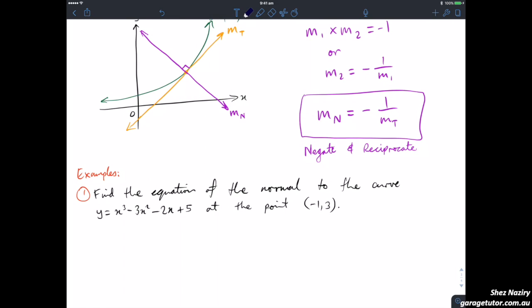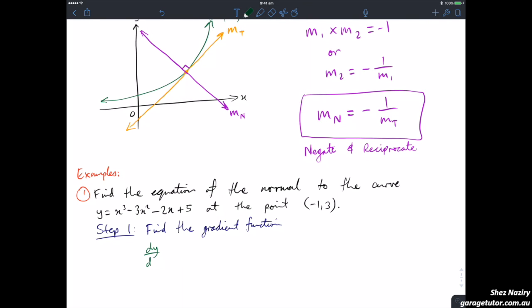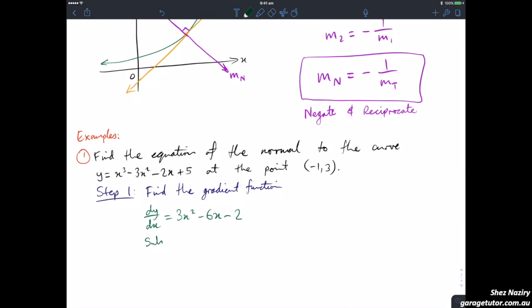Now let's run through the steps. So step 1. I don't need to find the y value because the y value is given to me. So the first step I can do is find the gradient function, meaning I just have to differentiate y. So dy/dx equals 6x squared minus 6x minus 2. So now I've got my gradient function. What should I sub in now? So sub x equals negative 1. I know you want to say something else, don't. So sub x equals negative 1.